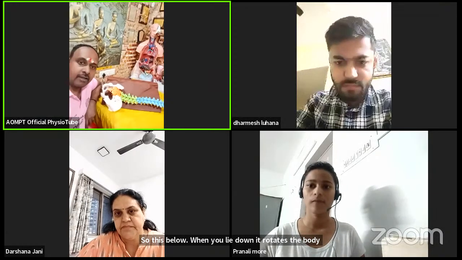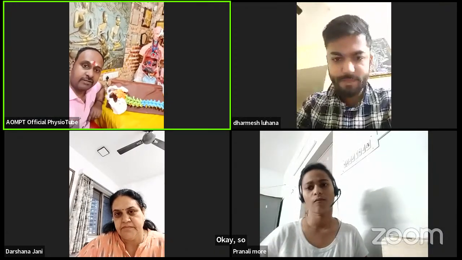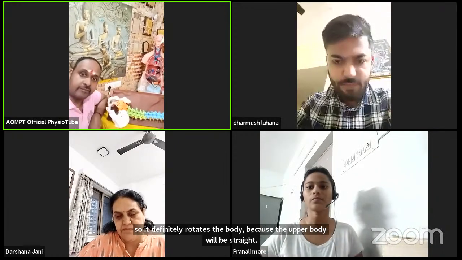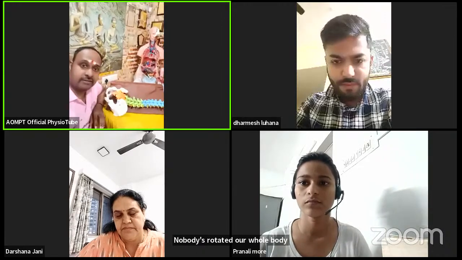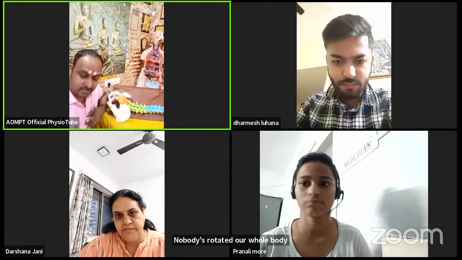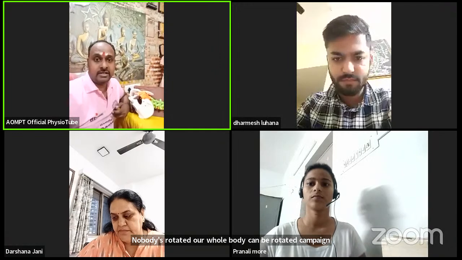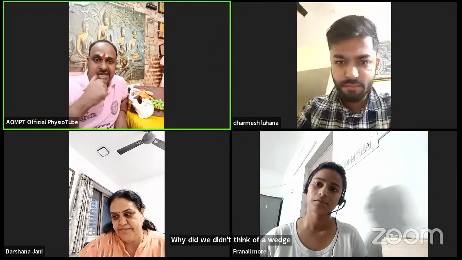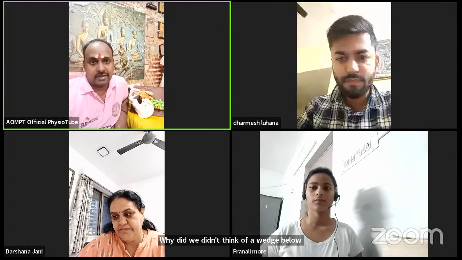Okay. So it definitely rotates the body, because the upper body will be straight and the lower body is rotated. Our whole body can be rotated. It can be in supine also or prone also. All these days, why didn't we think of a wedge pillow? So these are things which have to come as a movement scientist.